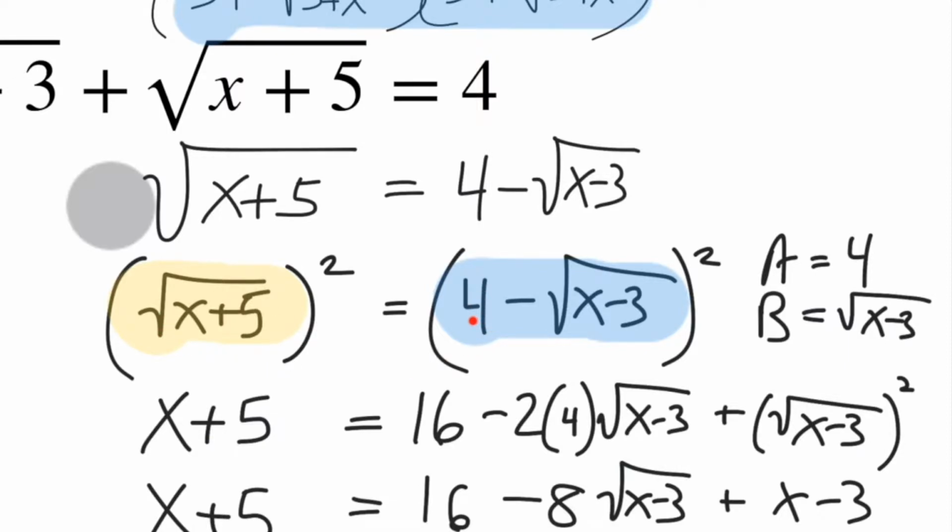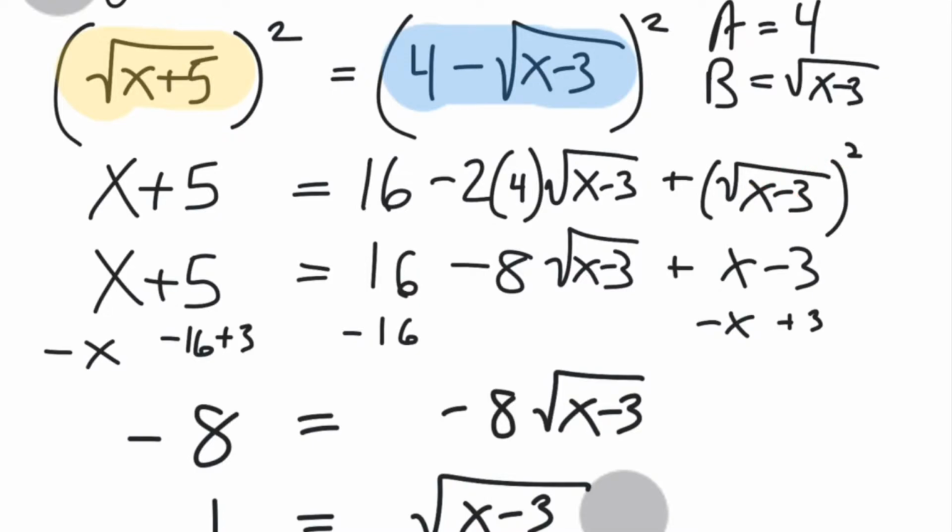However, we've got a term here, a is 4. We've got another term here, b is going to be the square root of x minus 3. Holy moly. All right, so when we FOIL these, or when we use the a squared minus 2ab plus b squared formula, we get 16, that's 4 squared, a squared, minus 2ab plus b squared. Simplifying, 2 times 4, we get 8. And then squaring all this, remember this is one term. So this is x minus 3.